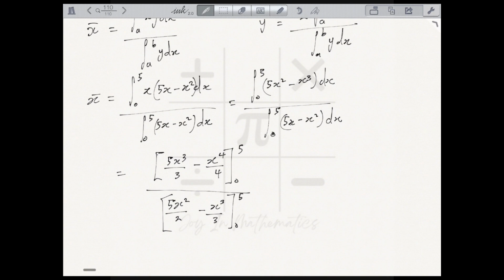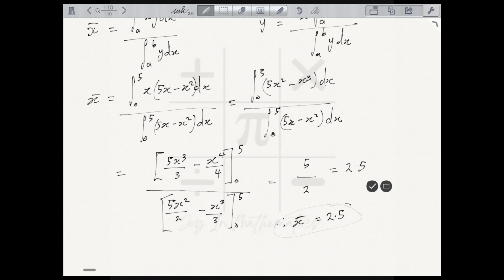Now the next thing is to simplify. We put in our upper limit and our lower limit for the numerator, and also put in our upper limit and lower limit for the denominator, and at the end we will have 5 divided by 2, which will be equals to 2.5. Therefore our x bar, that is the x coordinate of the centroid, is equals to 2.5.